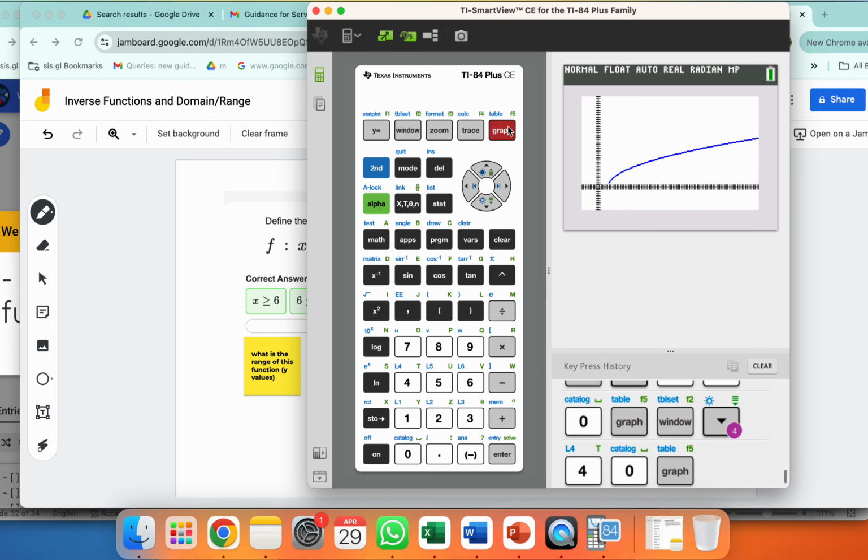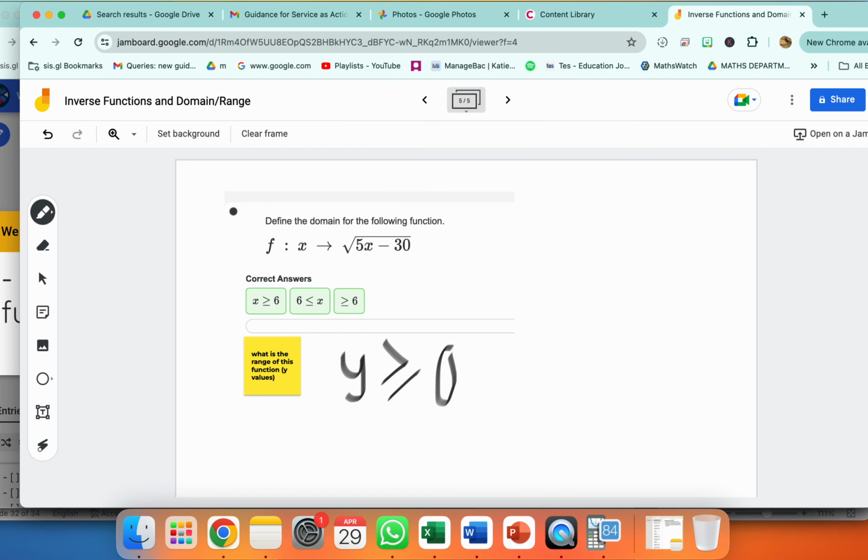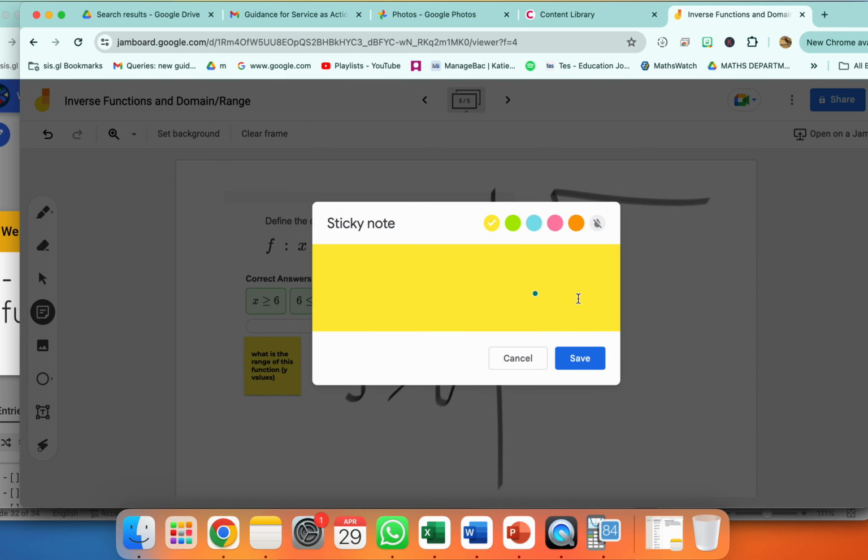Well, like what we talked about before, if we look at the table, we can see that when x starts at 6, y also starts for this particular graph. And why does this work algebraically? Well, when you have a square root, it must be a positive number. So it must be positive under the square root or equal to 0.